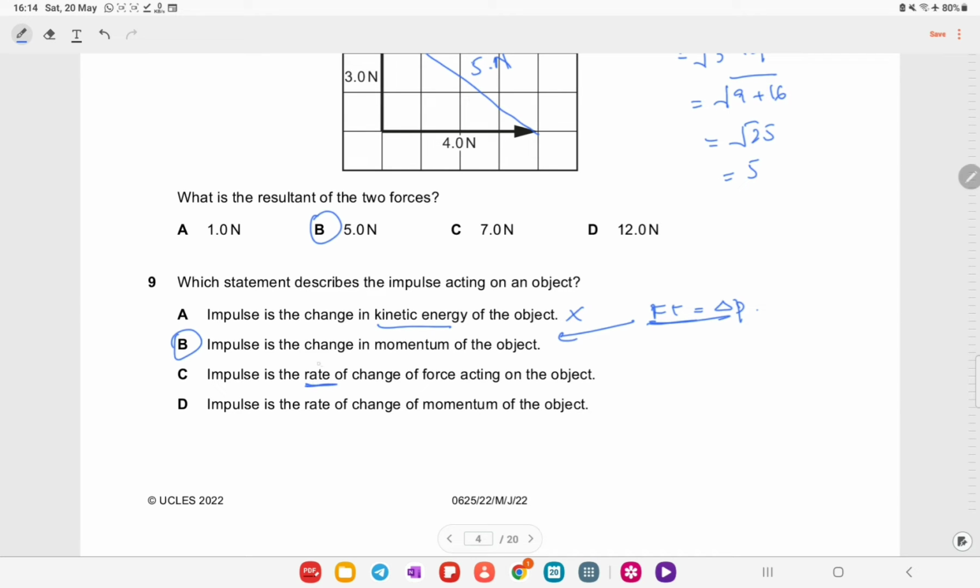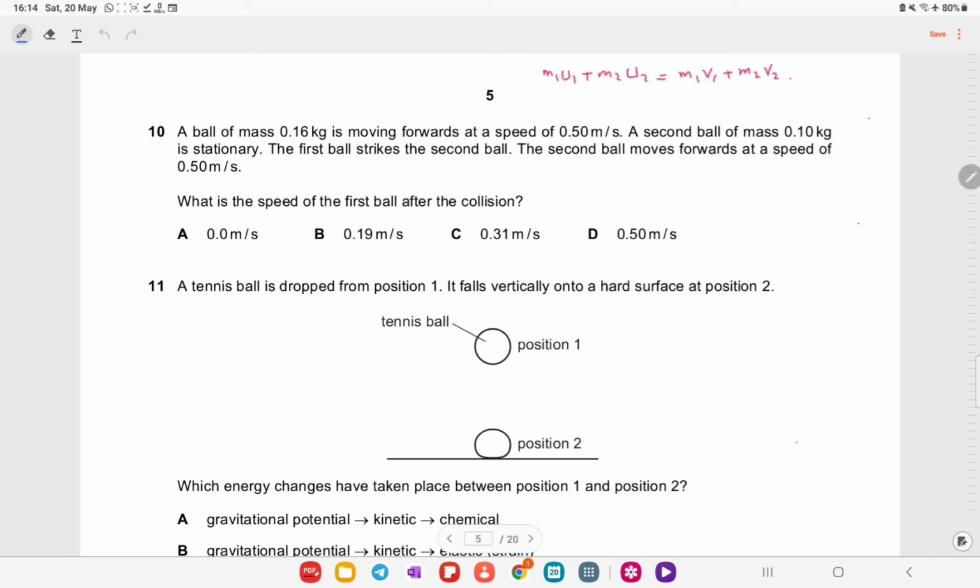Impulse is the rate of change, so it's not the rate of change of force, and this is again wrong. So impulse is the rate of change of momentum. Again, this is wrong, because if instead of impulse it was written force, then it would be fine, because F equals delta P over T, so you can also define force as the rate of change in momentum.